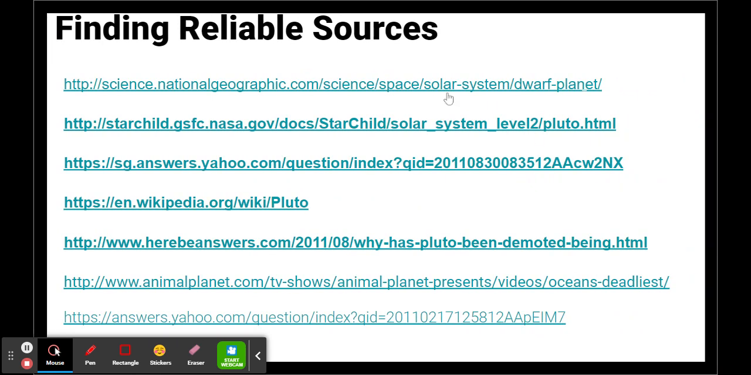All right, so let's look at these links and see which ones are reliable. If we look at them, you can see this one's National Geographic. That's reliable. We know of that. We have NASA, reliable. Answers.yahoo, anyone can respond to that, so that's not credible. Wikipedia, nope, anyone can edit it. HereBeAnswers.com, that doesn't even sound good, so nope. Animal Planet, we know that's credible, and then we have Answers.yahoo again, and it's not credible.